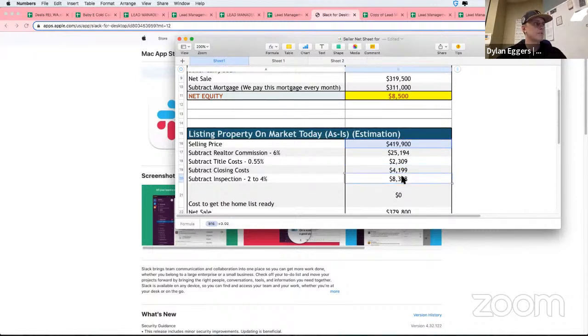And then subtract inspections. So this means that when a potential buyer goes and looks at the property, they're going to find things that are wrong with it. Doors don't shut properly, there are holes in the walls, whatever could happen. The HVAC could be wrong. Any number of things could be wrong with the home, even it being a brand new 2021 build. There are brand new homes just built yesterday that have issues wrong with them.